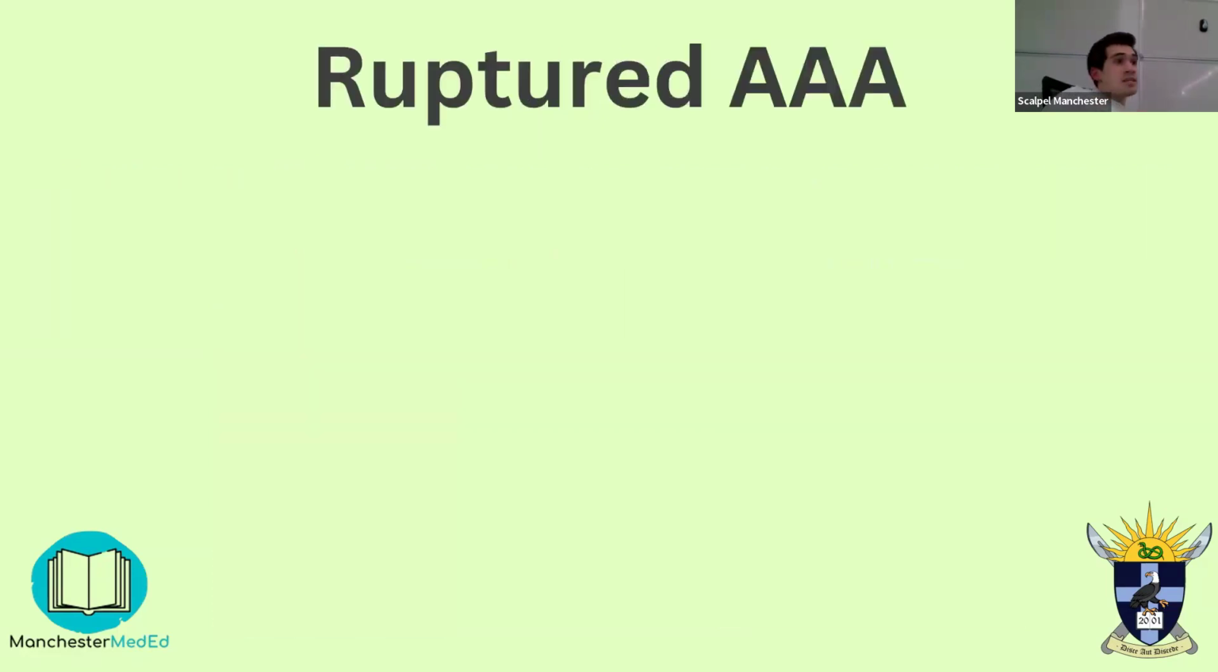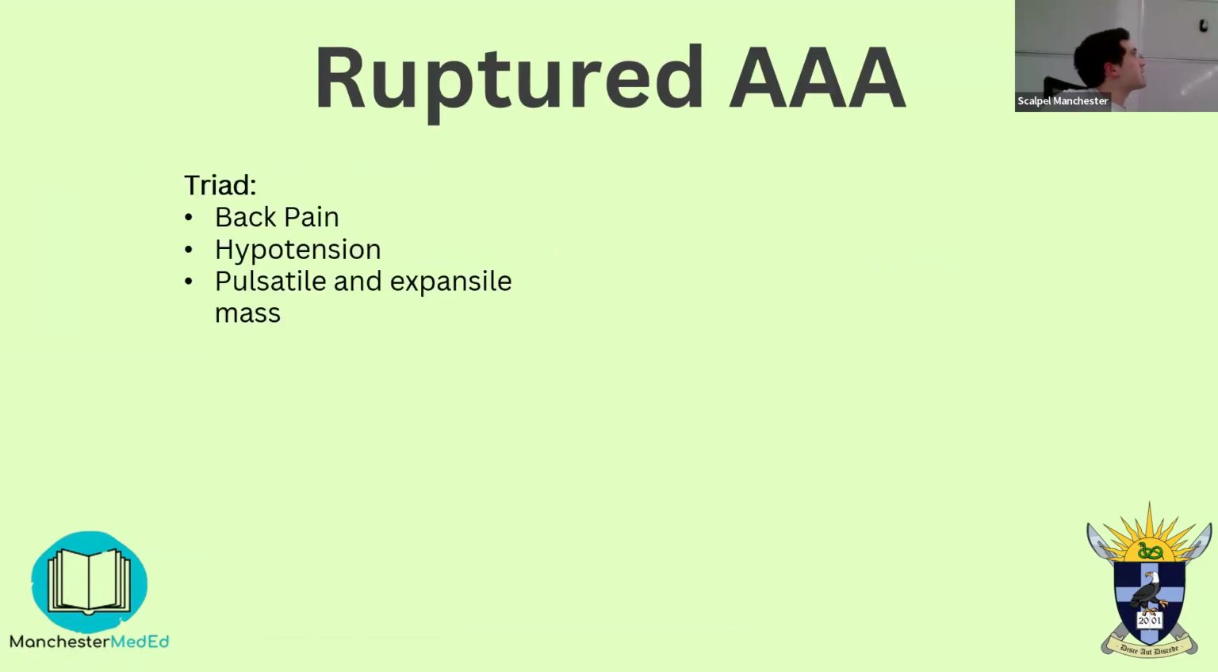What happens in a ruptured AAA? This is talking about acute vascular disease. This is the classic acute vascular emergency. How it presents, you have a triad: back pain, hypotension, and a pulsatile and expansile mass. This is what you get in an exam question. Rarely do patients, well, I say rarely, only about half of the time do patients actually present with all three of these symptoms.